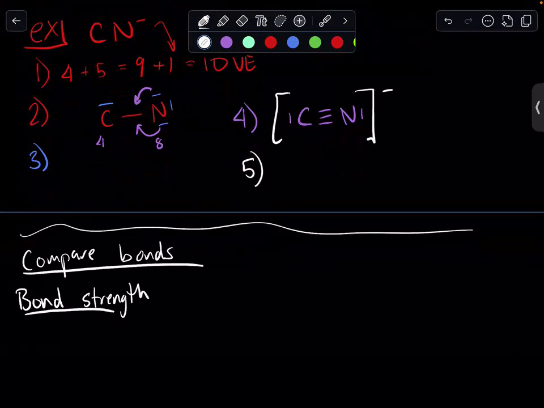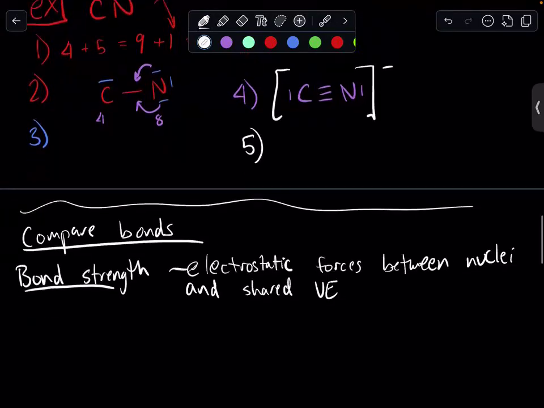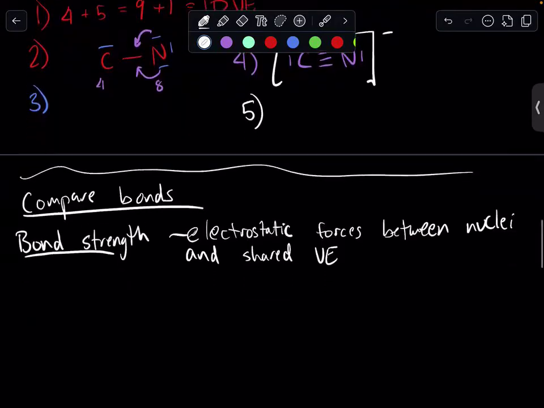When we look at the strength of a bond, something we have to remember is these are just the electrostatic forces between nuclei and shared electrons, or shared valence electrons. We should be clear about that, but of course they're the valence electrons. And generally, if we have more shared electrons, we have more attractive forces. More shared electrons, more attractive forces.